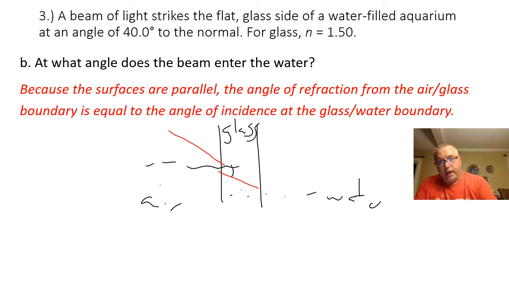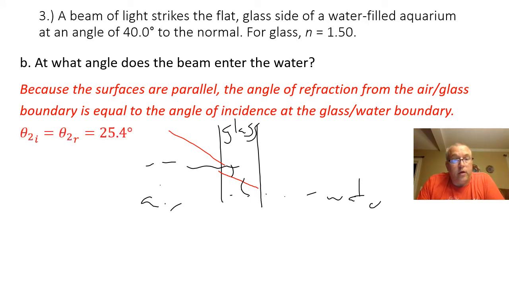This angle and this angle are going to be the same. So those are alternate interior angles. So I know that my angle of incidence is going to equal my angle of refraction, which is 25.4 degrees. The index of refraction for the glass is 1.50, and the index of refraction for the water is 1.33.